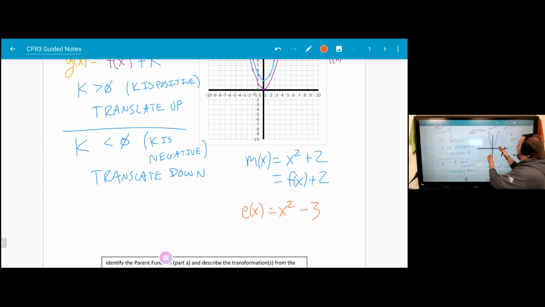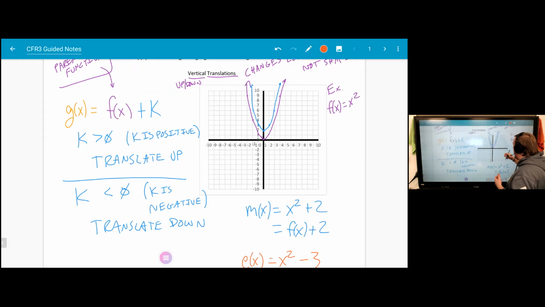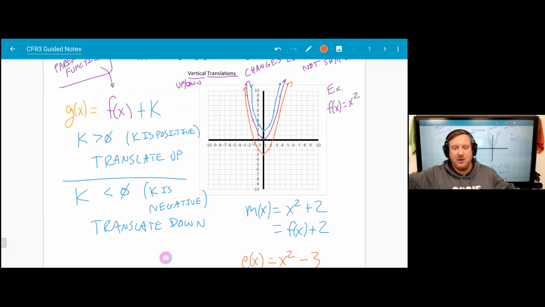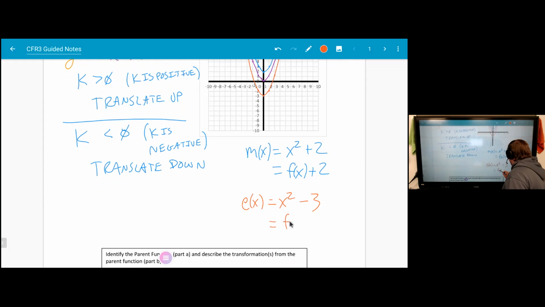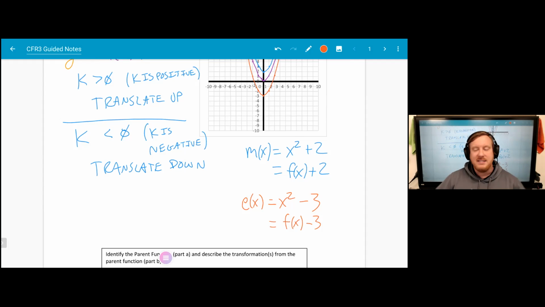You would take every value from the original parent function and just go down 3. So this would come down to here, down to here, here, here, and it would look like this. It's the same shape, as good as I can draw it, just translated down 3 units. So in general, this could be like the parent function translated down 3 units. Okay, that's the first possible translation or transformation we could have.